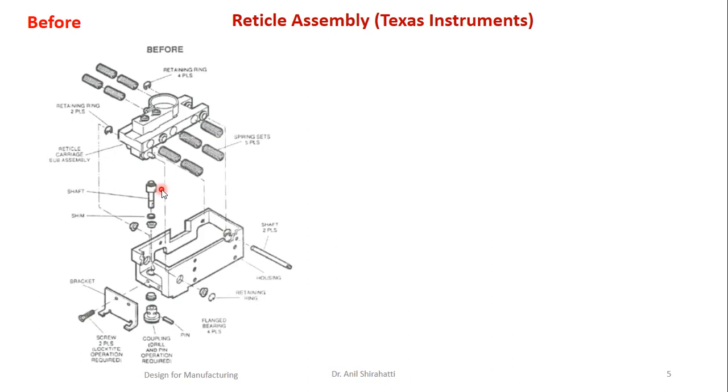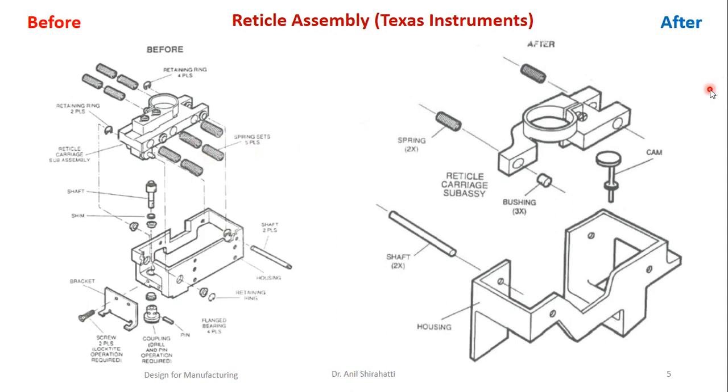Okay, now they went through design for manufacturing and assembly, did all the analysis, and came up with the new design. Okay, so you can see after following the procedure for DFA, they made one bracket, that is the base plate with a housing. Okay, one shaft, and this is the upper assembly with only 2 springs, one cam arrangement, one bushing. So not only has the number of parts reduced, even the parts are produced at a faster rate.